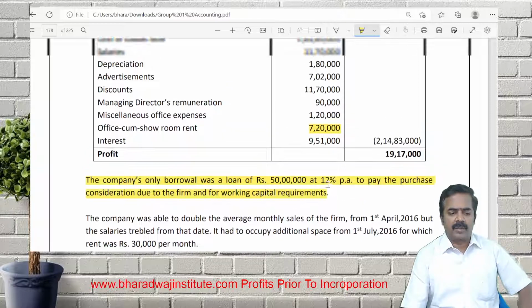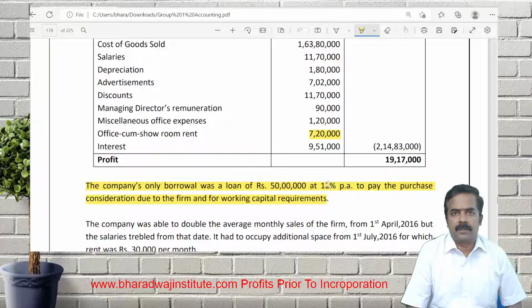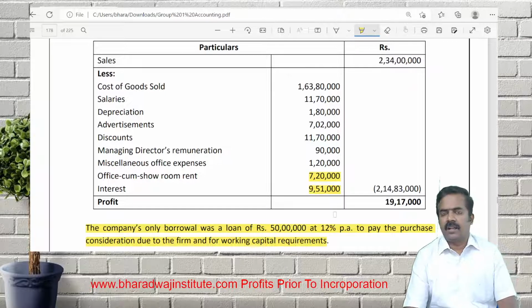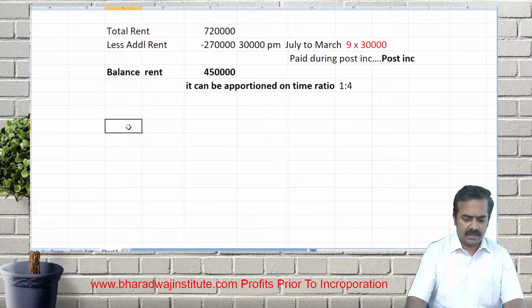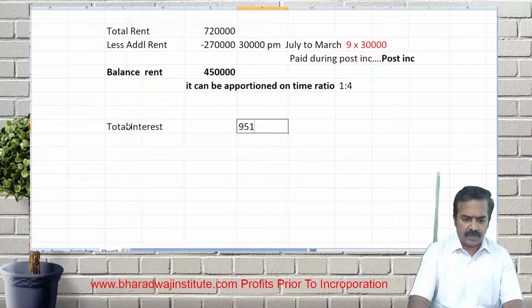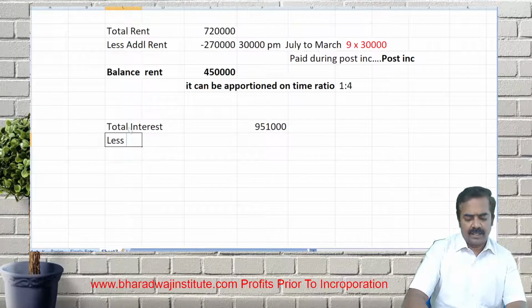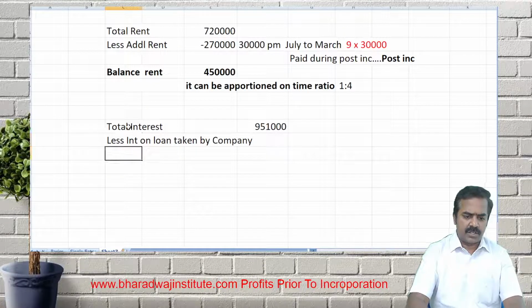And also for the working capital requirement. This loan was taken during which period? Post incorporation period. But what is the total interest paid? Look at the total interest paid: 9,51,000. Total interest 9,51,000, less interest on loan taken by the company.